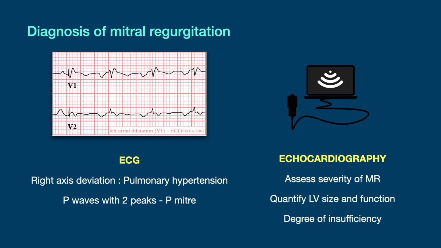Cardiomegaly may be seen on chest X-ray with an enlarged left atrium and ventricle. Pulmonary venous congestion may also be identified. The valvular apparatus should be assessed using echocardiography. The degree of insufficiency can also be determined using this method.